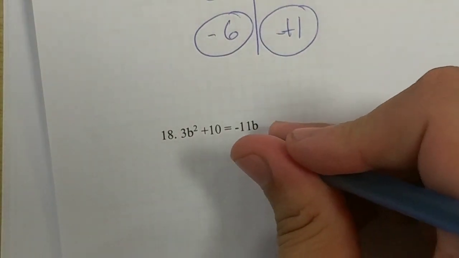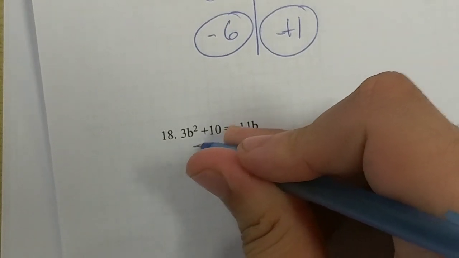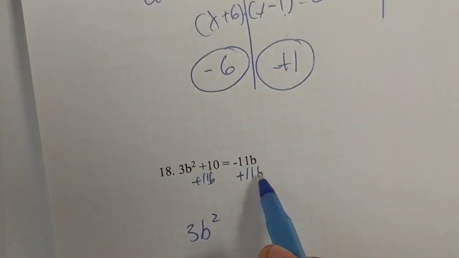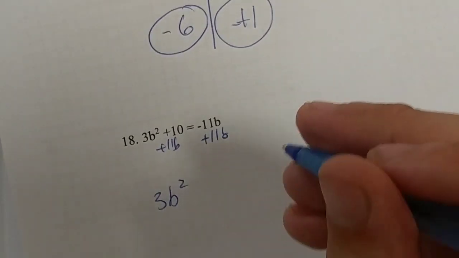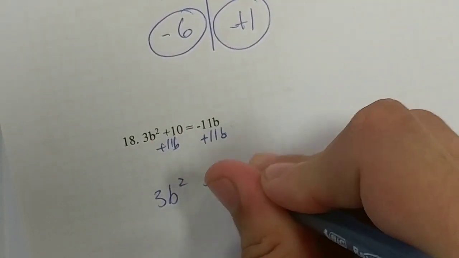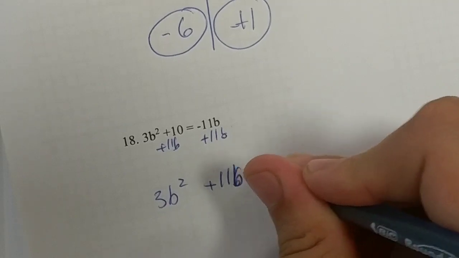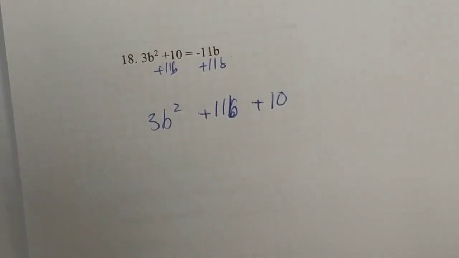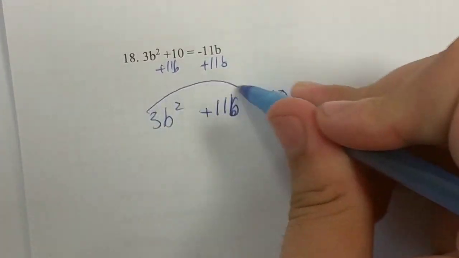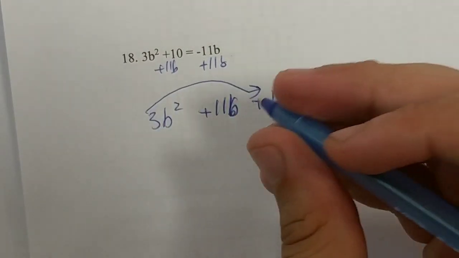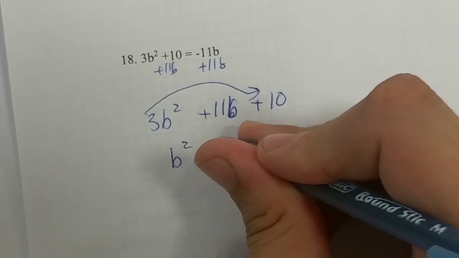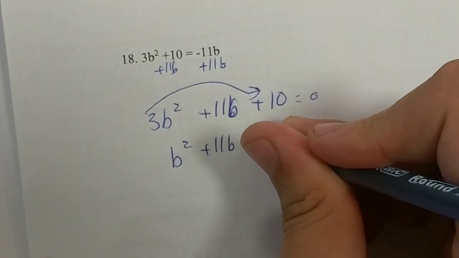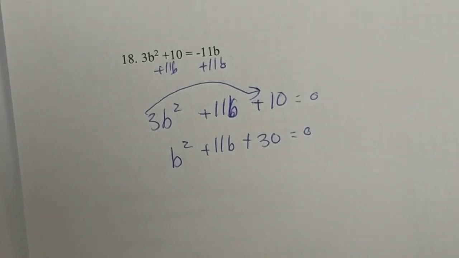Same thing here. Plus 11b, plus 11b. So 3b squared. Now, since 11b is the single variable one, that should go second. If I remember correctly, a lot of people put it in the back and they couldn't find the answer. So slide over. B squared plus 11b plus 30 equals 0, I forgot.